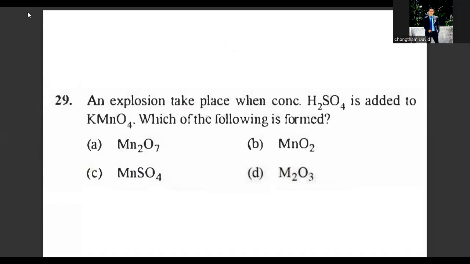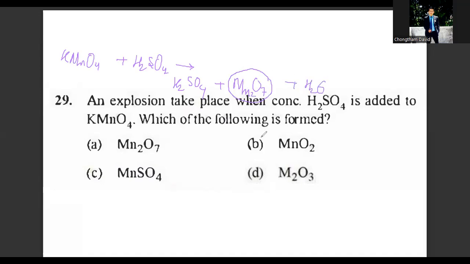To answer this, let's write the equation. KMnO4 treated with sulfuric acid. This should be concentrated. Now you're given these reactants. The products that would be formed are Mn2O7. See, this is very explosive in nature. And one more product, water molecule. So the answer would be option A. Let's read question number 30.